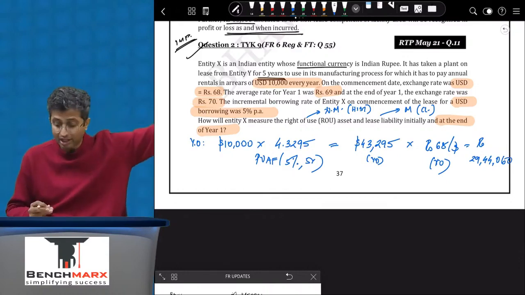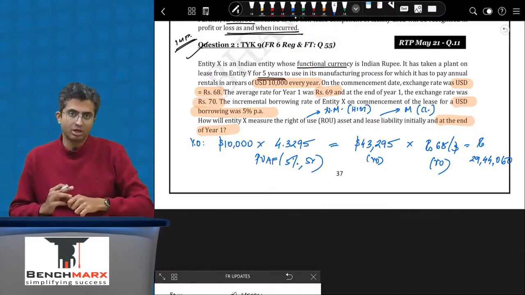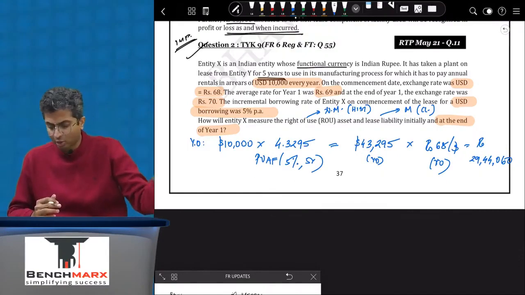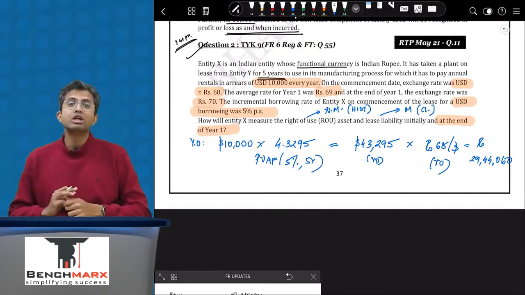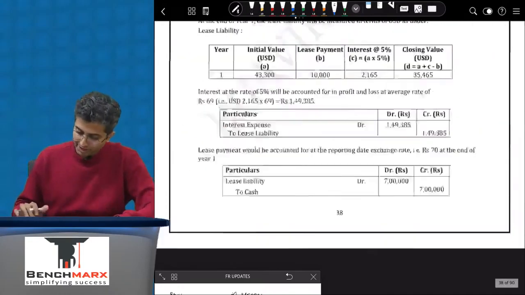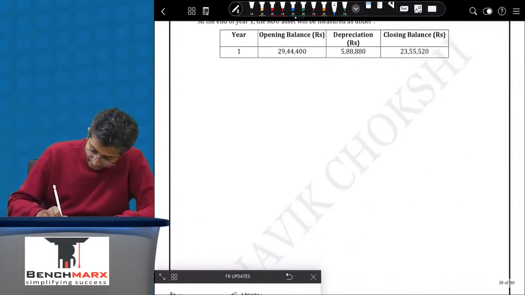at the end of year 1. This is a value at the start of year 1. ROU asset account debit 29.44 lakhs to lease liability 29.44 lakhs. Going forward, how will things change?